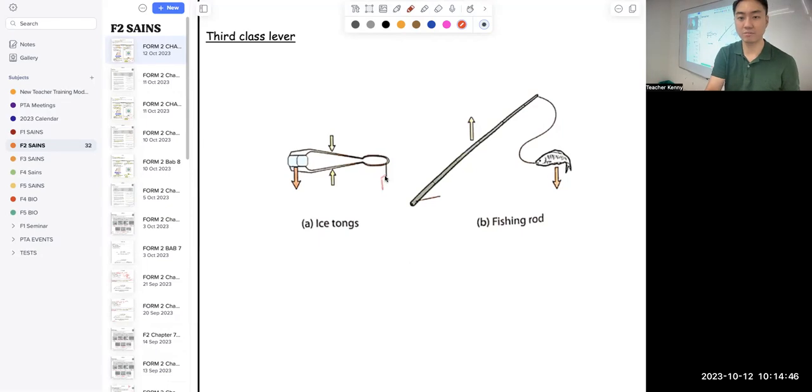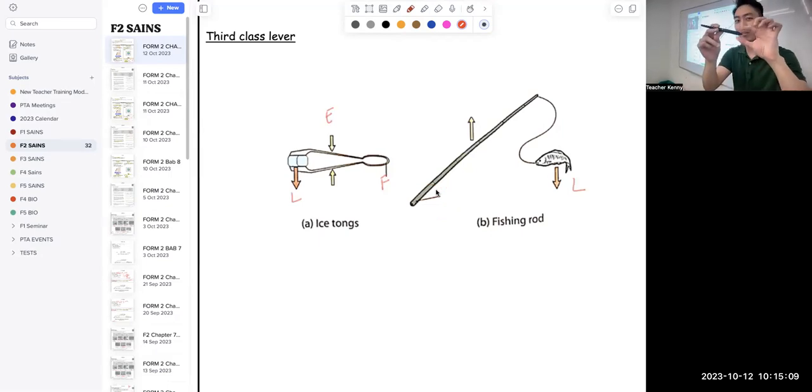Okay, fulcrum is here. This is where you put your hand and cap, and then this is my load, correct? So effort is in the middle, third class. Next, fish is always the load. The one is weighing me down. Next up, this is what? Effort or fulcrum?